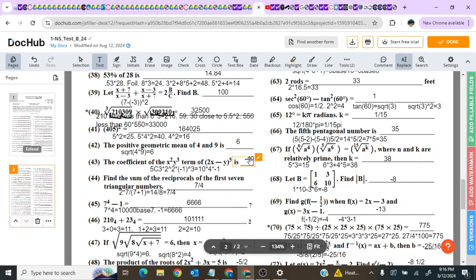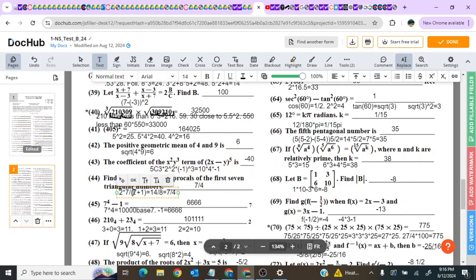44, sum of the reciprocals of the first 7 triangular numbers. Sum of the reciprocals of the first triangular numbers is 2 times the last number over 1 plus the last number. So 14 over 8, 7 over 4.